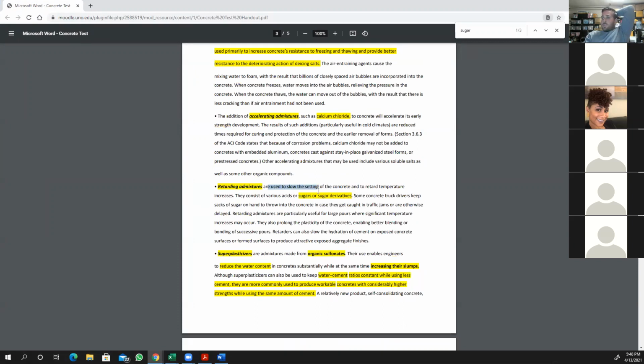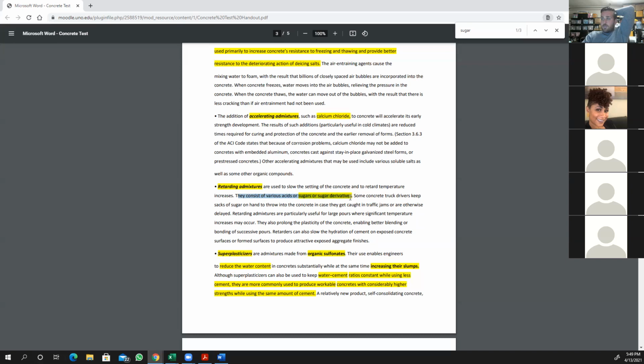Retarding admixtures are used to slow the setting of concrete and to retard the temperature increases. So retard means it just changes the setting time of the concrete by slowing it, so it doesn't set while it is on the concrete truck. The concrete is always rotating in that truck. And in order to slow the setting of the concrete and lower its temperature, you can use various types of acids or sugar derivatives.